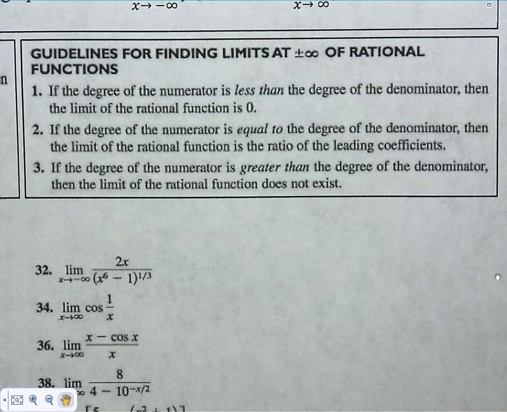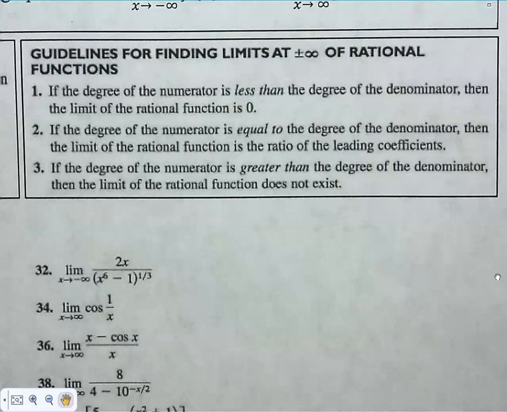Let's get down to the third guideline. If the numerator has a higher power than the denominator, then there's not going to be a limit. The limit's going to go to either positive infinity or negative infinity. And then the second one, if the degree of the numerator equals the degree of the denominator, then the horizontal asymptote is going to be the ratio of the two leading coefficients, like the 2 trillion over 3 trillion. That's just 2/3.